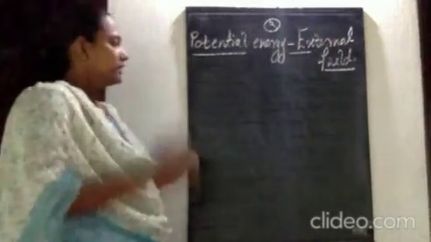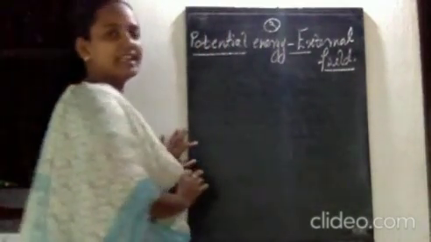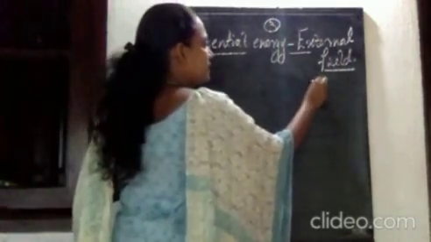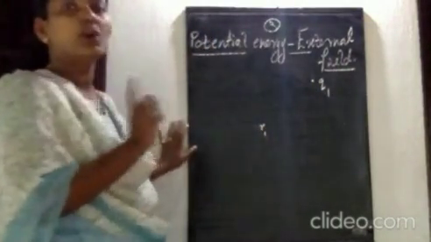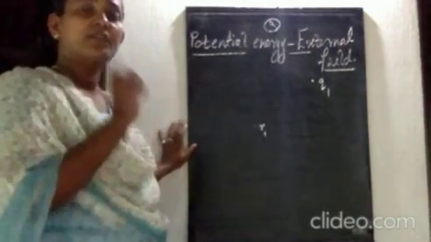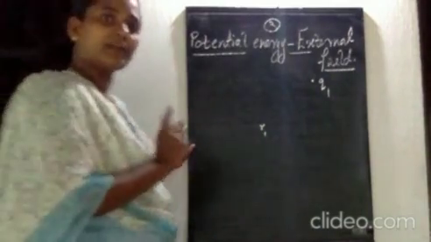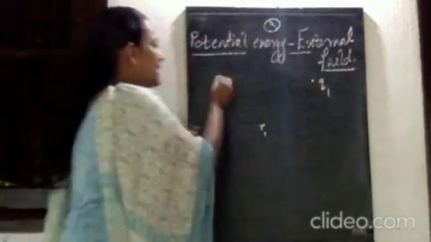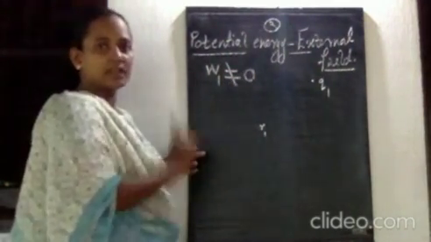Okay, so we want to consider a region in which an external field exists. That means there will be a potential associated with that field. When we are bringing the first charge q1 from infinity to a given point at a distance r1, we must do work. In the previous case, when bringing the first charge from infinity to a given point, the work done was 0. But here, when we bring a point charge q1 from infinity to a given point in the presence of an external field, the work done will not be equal to 0. There must be work.